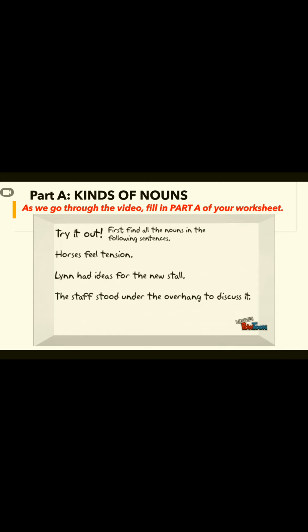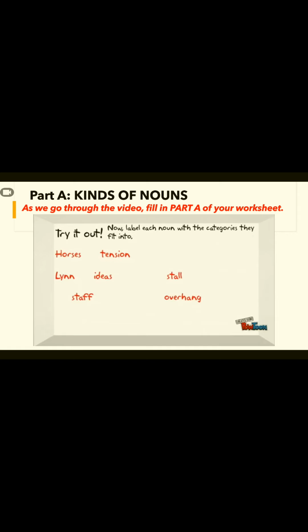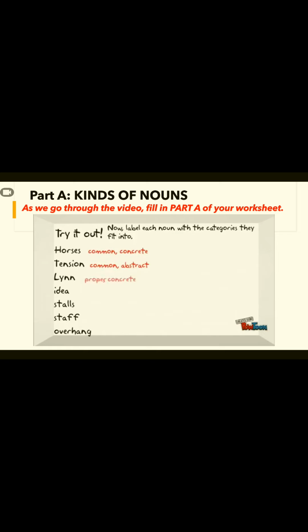Now look at these sentences. Can you find out all the nouns in the sentences? That's right. These are all the nouns in the sentences, and they belong to different categories. Horses is concrete and common. Tension is common and abstract, and we have a proper name, and some of them have more than one category.